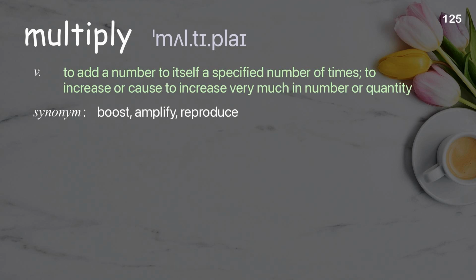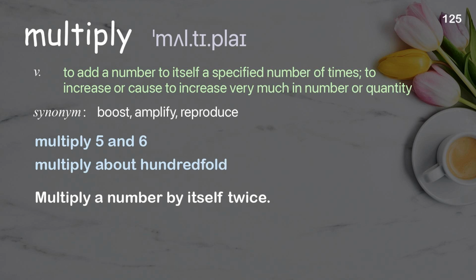Multiply. To add a number to itself a specified number of times, to increase or cause to increase very much in number or quantity. Examples. Multiply 5 and 6. Multiply about hundredfold. Multiply a number by itself twice.